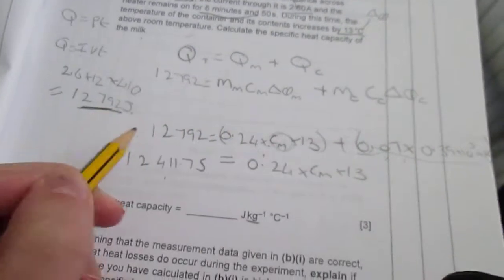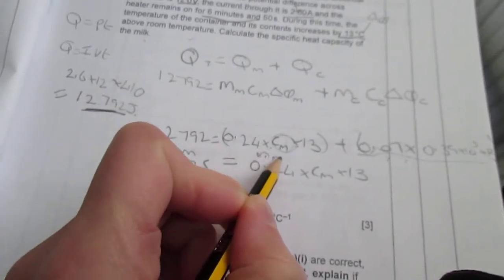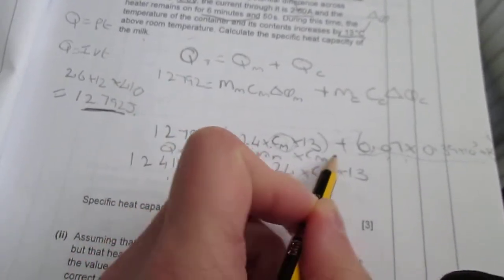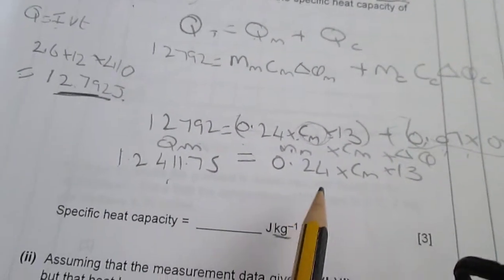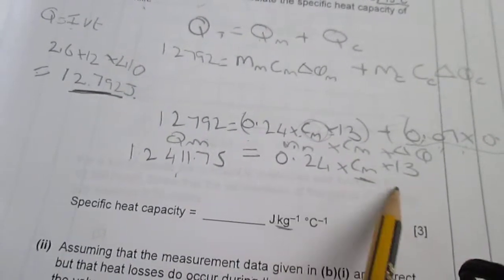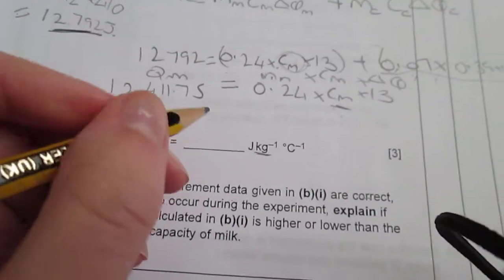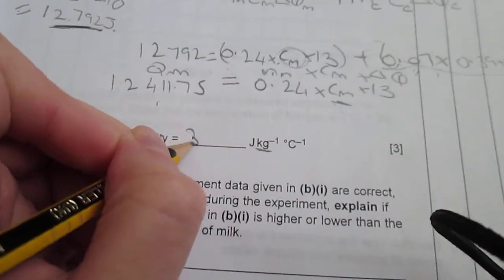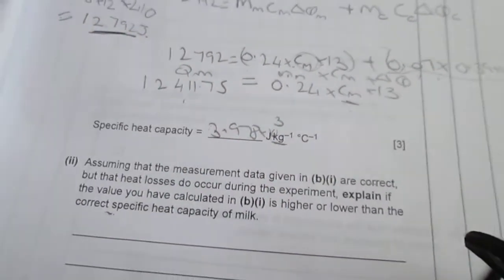So the energy of the milk is equal to the mass of the milk multiplied by the specific heat capacity multiplied by the change in temperature. Just to get it over, I'm going to multiply 0.24 by 13 and then divide to get the specific heat capacity value for milk. When we do that, you should get about 3.978 times 10 to the power of 3. Okay, and that's your answer.